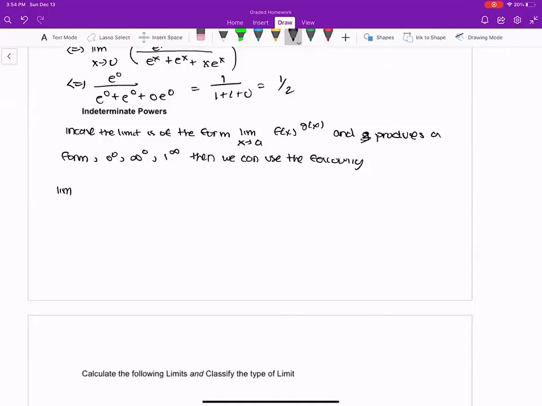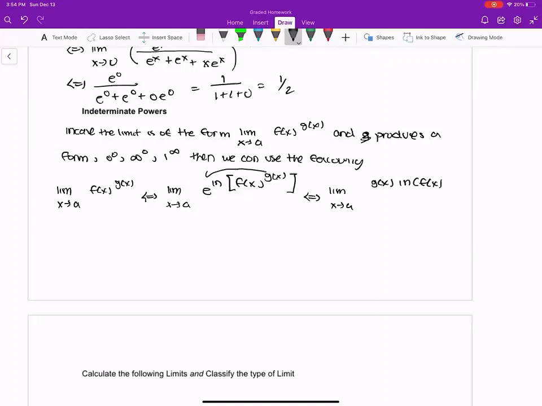So the limit as x approaches a of f of x to the power of g of x is equivalent to the limit as x approaches a of e to the ln of f of x to the g of x. And these are the basic properties of ln. This is equivalent to g of x ln f of x, since you're able to move the power down.